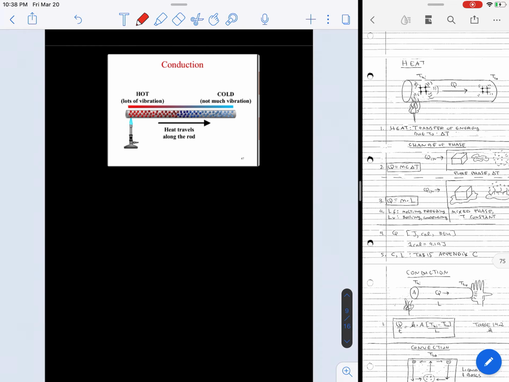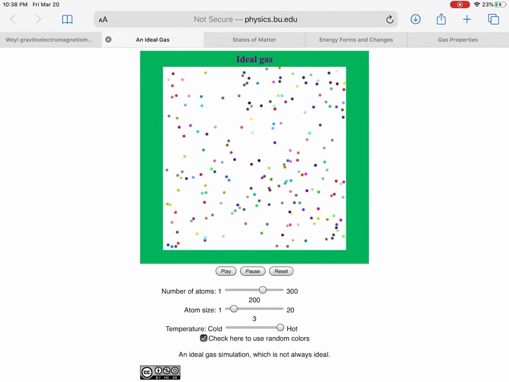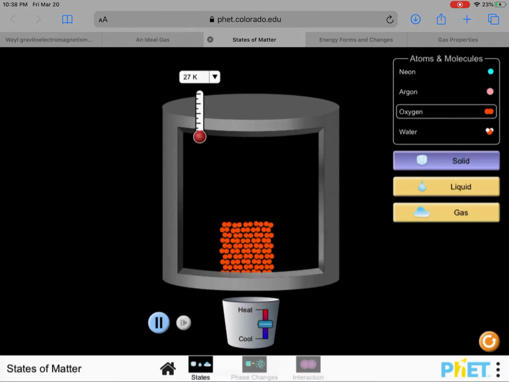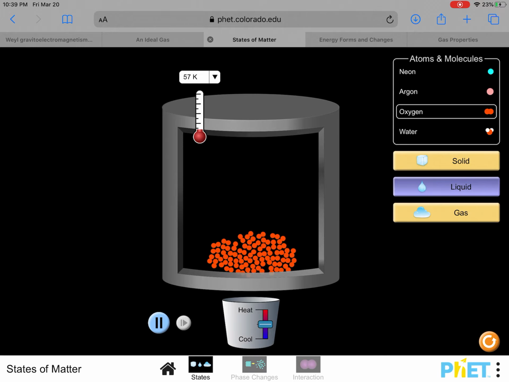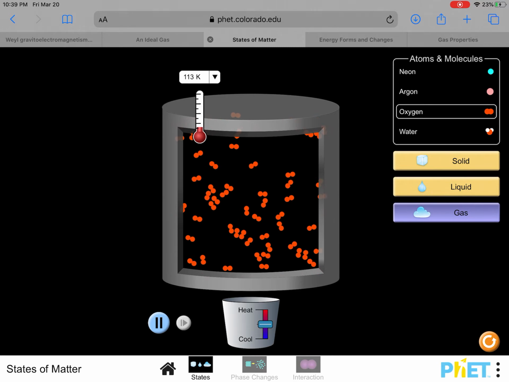Here, let's go back to the computer simulation about what atoms look like. Here, this is a gas. Let's look at this other one here. Here you have the different states of matter. You have a solid, you have a liquid, and then you have a gas. And this is for oxygen here. And let's look at water.